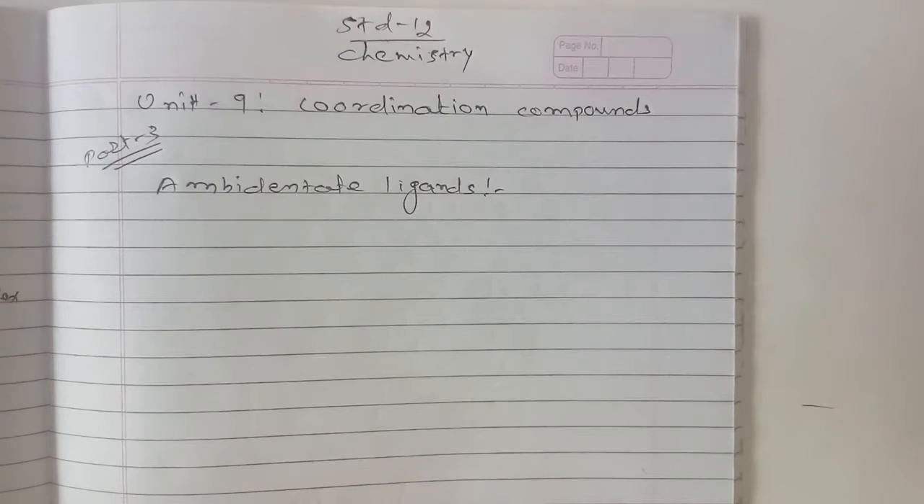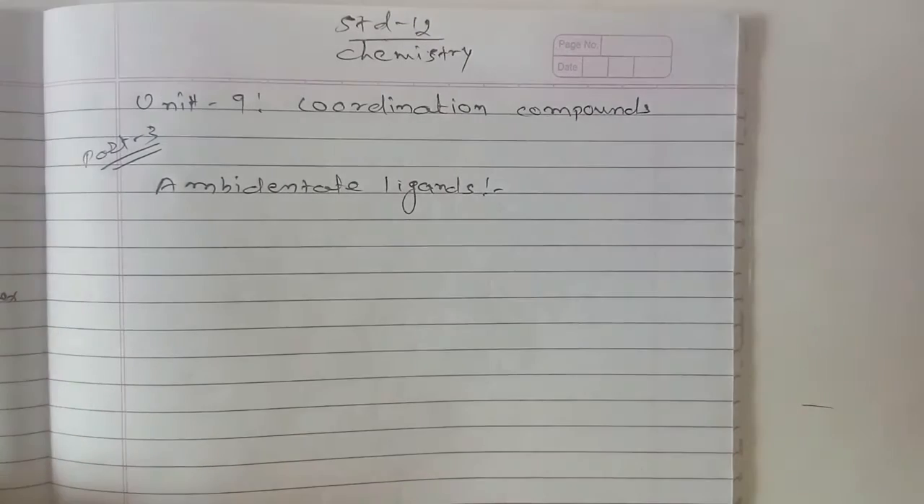Standard 12 Chemistry Unit 9 Coordination Compounds Part 3. Last time we had discussed types of ligands. Ligands means ions or molecules bound to the central metal atom in a coordination compound or complex, and they are called ligands.